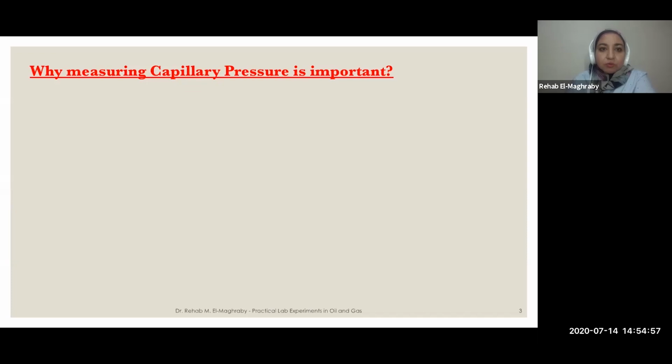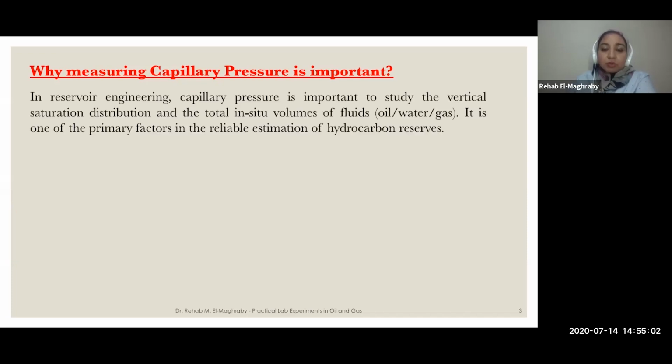Why is capillary pressure in general important? Why do we want to measure the capillary pressure in our lab? In general, it will give you an indication of the vertical distribution of fluids such as oil, water, and gas in your reservoir. Because in your reservoir, according to the height, the saturation is changing as you go to the top, so you find more oil at the top of your reservoir. This is captured by the capillary pressure saturation curve.